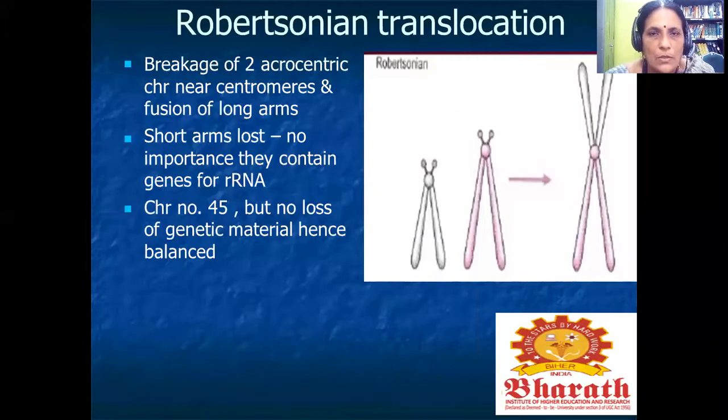Let's see the Robertsonian translocation. It involves breakage of two acrocentric chromosomes near the centromere and fusion of the long arms. The short arms are lost, which is of no importance as they contain the genes for rRNA. The chromosome number is 45, but there is no loss of genetic material, hence it is balanced. See the picture.